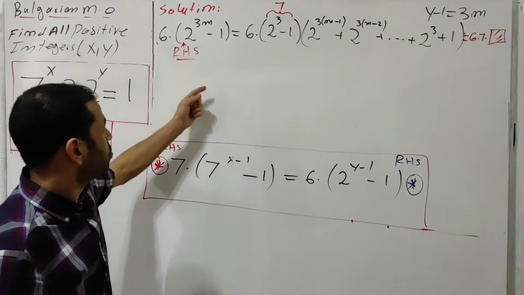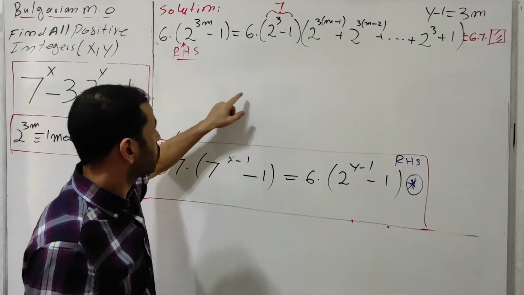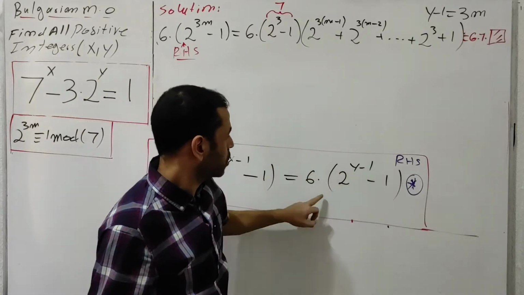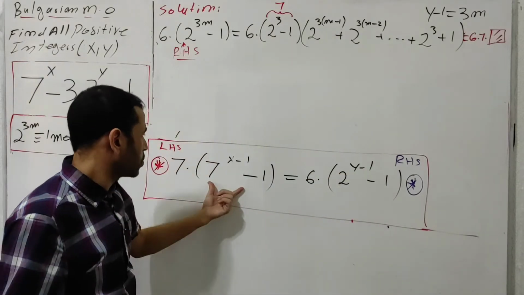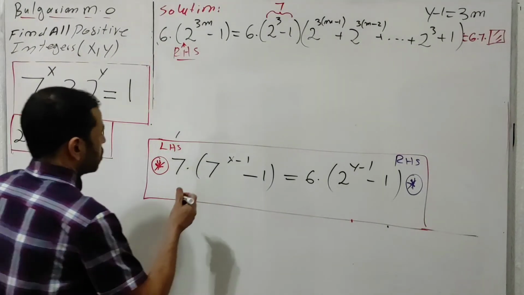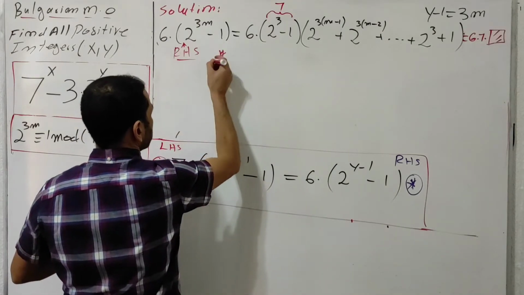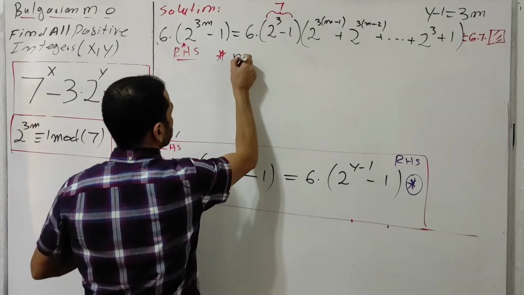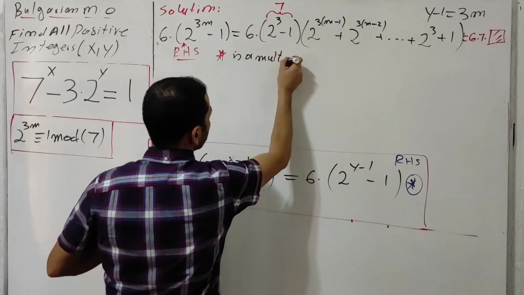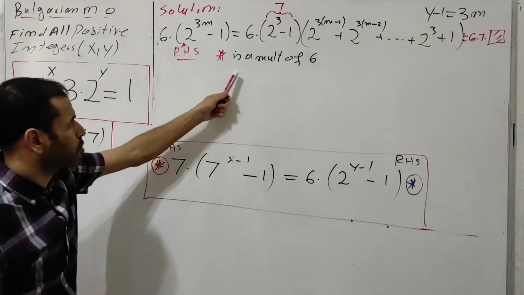That means the left hand side of this equation is a multiple of 6 as well, because we have equality. But 7 is not a multiple of 6. That means this term 7 to the x minus 1 is a multiple of 6. So let's write down that. That means the left hand side of this equation is a multiple of 6.